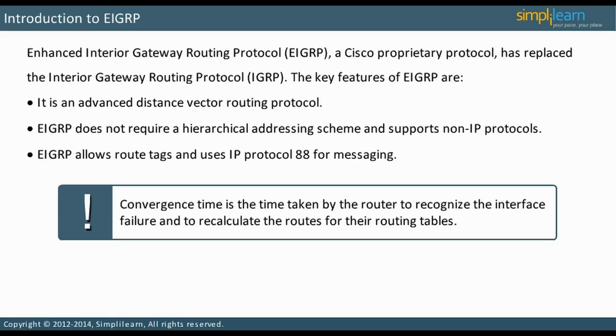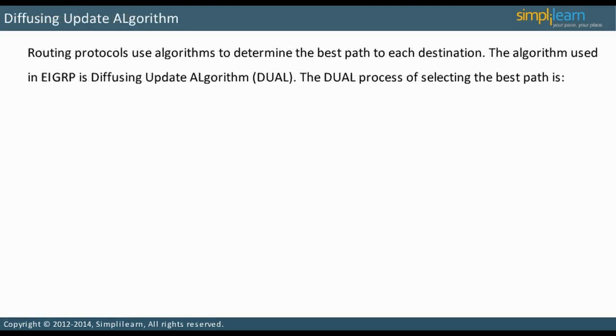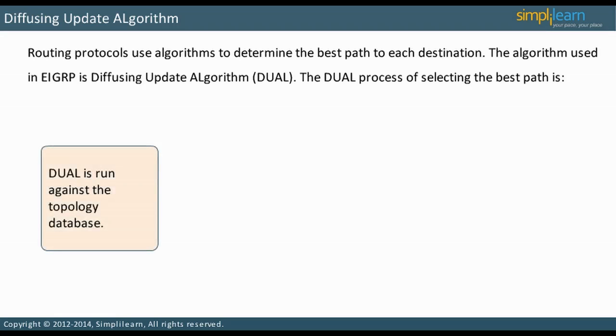Let us now look at the algorithm to determine the best path. Diffusing Update Algorithm. All routing protocols use some type of algorithm to determine the best path to each destination. What is considered the best path depends on the metric used as well as the algorithm. The algorithm used in EIGRP is the Diffusing Update Algorithm, DUAL, developed by Dijkstra. DUAL is run against the topology database to determine the best path and to rank backups for the path.